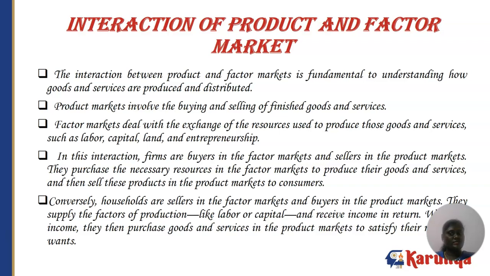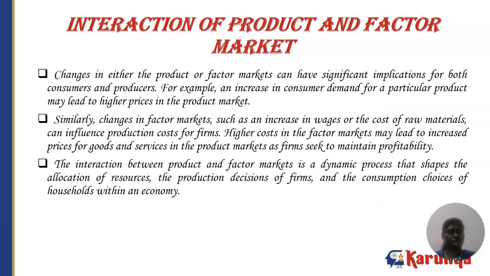Firms use the resources bought in the factor markets to produce their goods and services. Then they sell the product in the product market to the customers. Conversely, households are the sellers in the factor market and the buyers in the product market. They supply the factors of production like labor and capital, and they receive income in return. With this income, they purchase goods and services in the product market to satisfy their needs and wants.